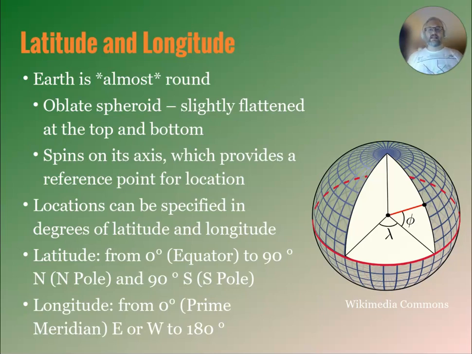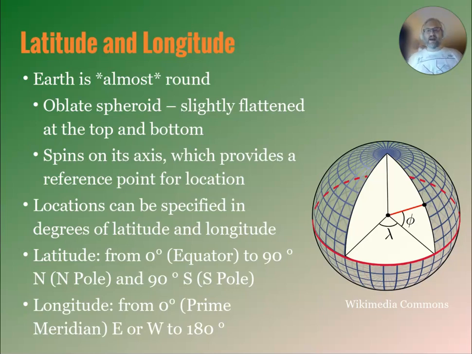Then to designate distances east and west, we use longitude. Right, so latitude is north and south of the equator. Longitude goes east and west. But here, we don't have a natural reference point the way we do for latitude. Right? We have a north and south pole. We don't have an east and west pole. So we have to arbitrarily designate a starting point for our longitude.